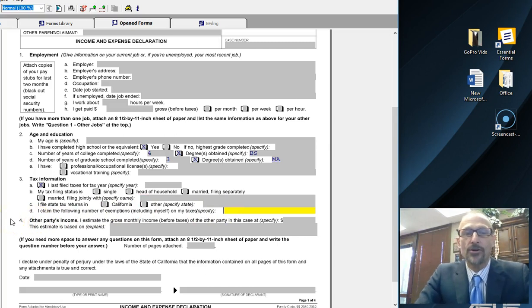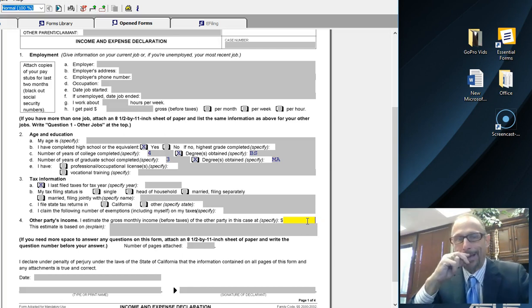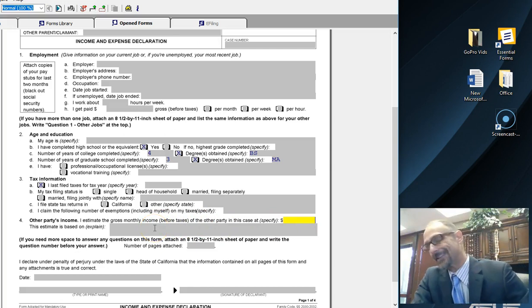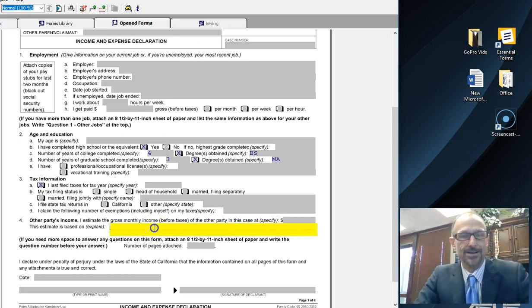Section 4, other party's income. I estimate the gross monthly income of the other party, in this case, to be, and you're going to put a monthly amount in there before taxes. So if you think they make $60,000 a year, then that'll be $5,000 a month. If they make $120,000 a year, then that'll be $10,000 a month, that kind of thing. If it's $100,000 a year, it'll be $8,333 a month.